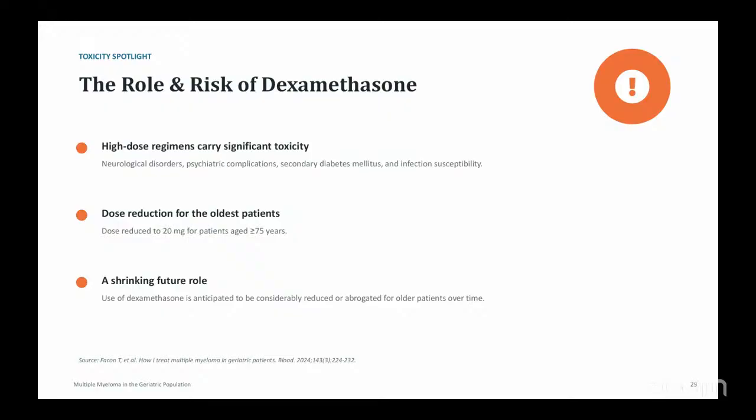Actually, dexamethasone does deserve a particular attention in older adults because although it had been a very highly effective medication against multiple myeloma for more than 40 years, they can produce substantial toxicities. Older patients are particularly vulnerable to complications such as neuropsychiatric effects, metabolic abnormalities, muscle weakness, and infections. Therefore, steroid intensity should be carefully considered.